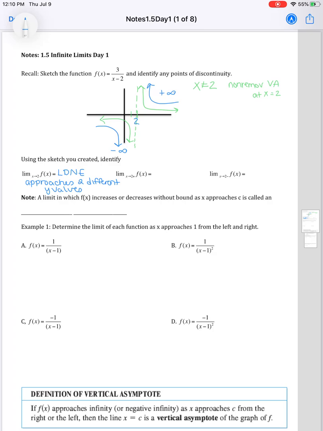Now, if we're just focusing on the right aspect of it, though, we're approaching positive infinity. And if we're just focusing on the left aspect of it, we're approaching negative infinity. In the past, we've always been able to say limit does not exist because it's approaching without bound. But now, starting with this section, you're going to be able to give positive and negative infinity as an answer. So a limit in which the function increases or decreases without bound as x approaches c is called an infinite limit.